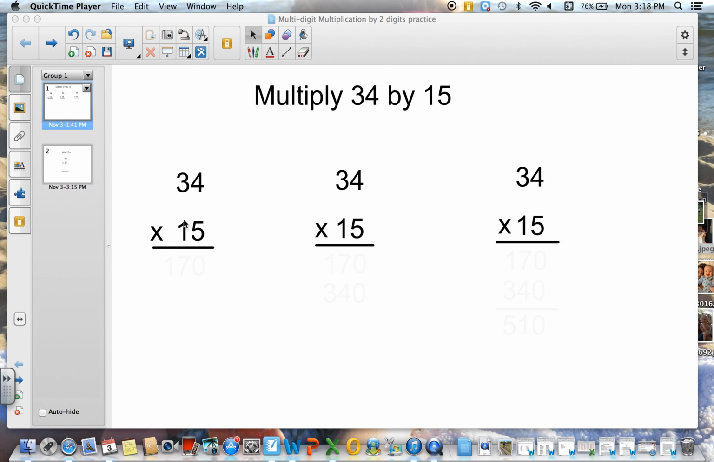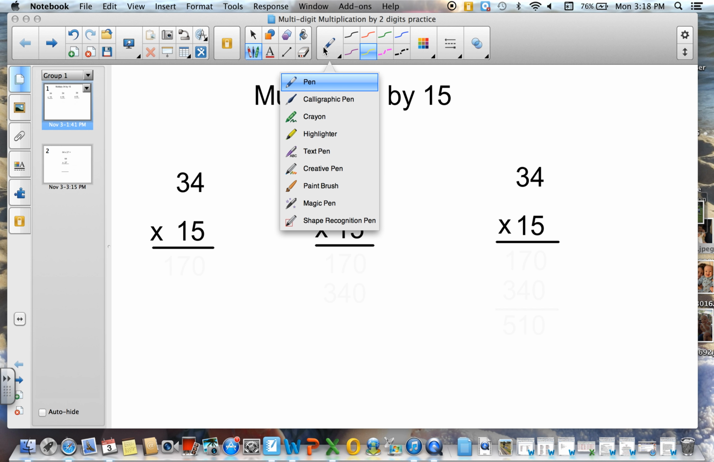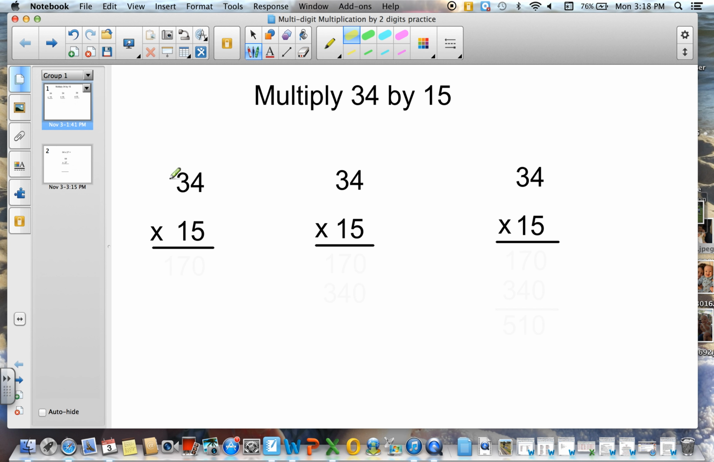So the first thing we're going to think about when we take a look at this is 34 times 5. So that's what we're going to focus on first. When we're doing 34 times 15, we're going to multiply 34 by 5 and by 10 because there's a 1 in the tens place in 15. So let's just begin with 34 times 5, and that is going to equal 170.